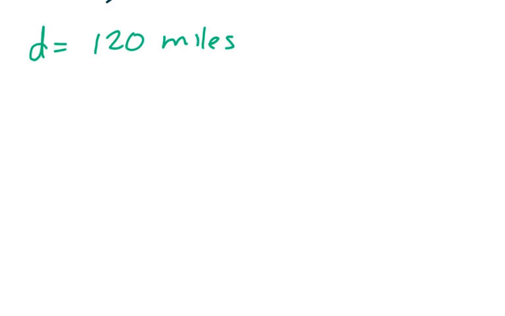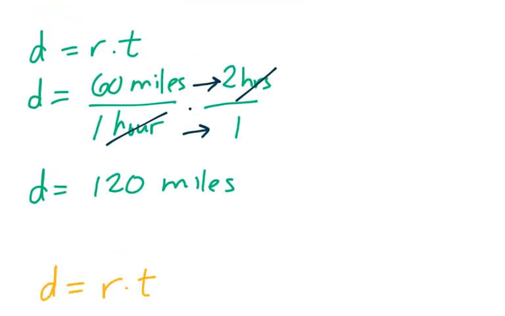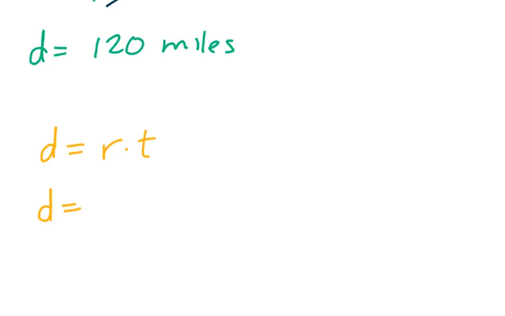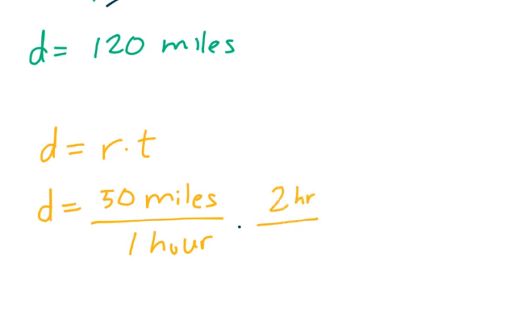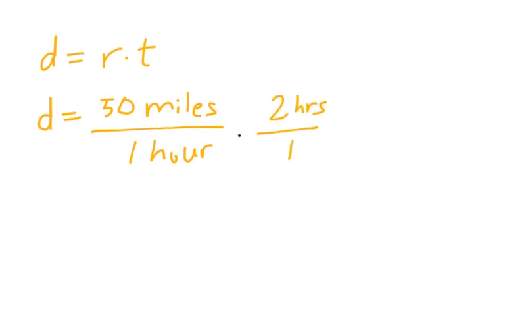We have the same formula. The distance formula does not change. Distance equals rate times time. What's different here is that the rate is 50 miles per hour. Still for 2 hours, but it's 50 miles. And again, when we say per hour, we mean per 1 hour. And we're multiplying that by the time, which is 2 hours, or 2 over 1.